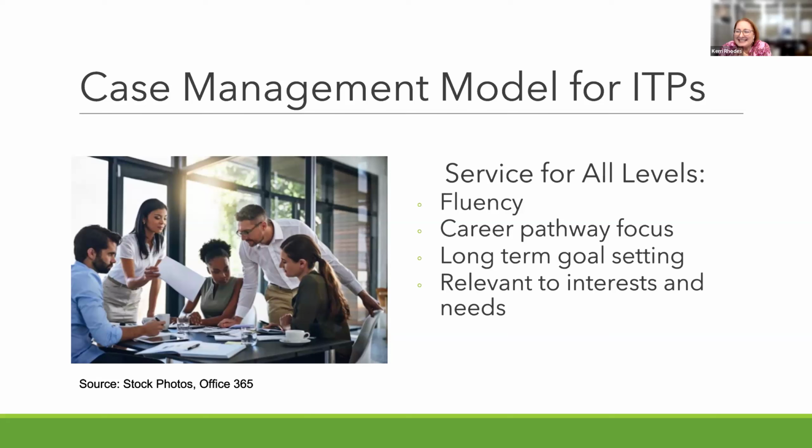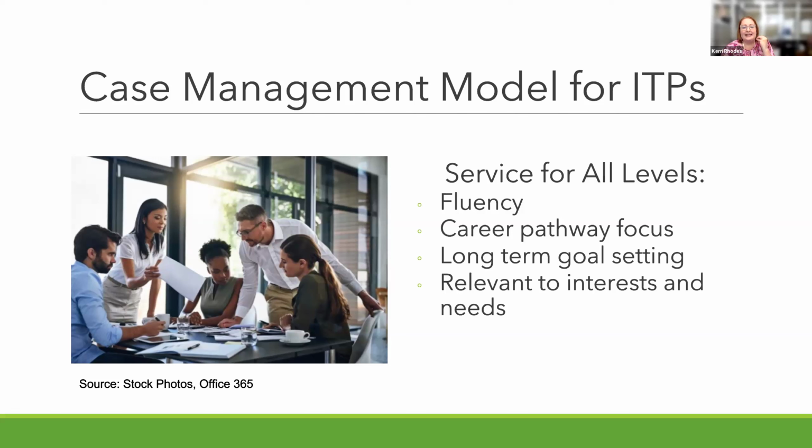So again, the idea is to think about ways to engage students as a professional, even when they are at the beginning of their journey in learning English. The beautiful thing about providing case management is that you don't have to wait for a minimum level of language fluency. Often, if you think about an internationally trained professional student that's been placed into that lower level ESL class, because they're new to English, they need it.